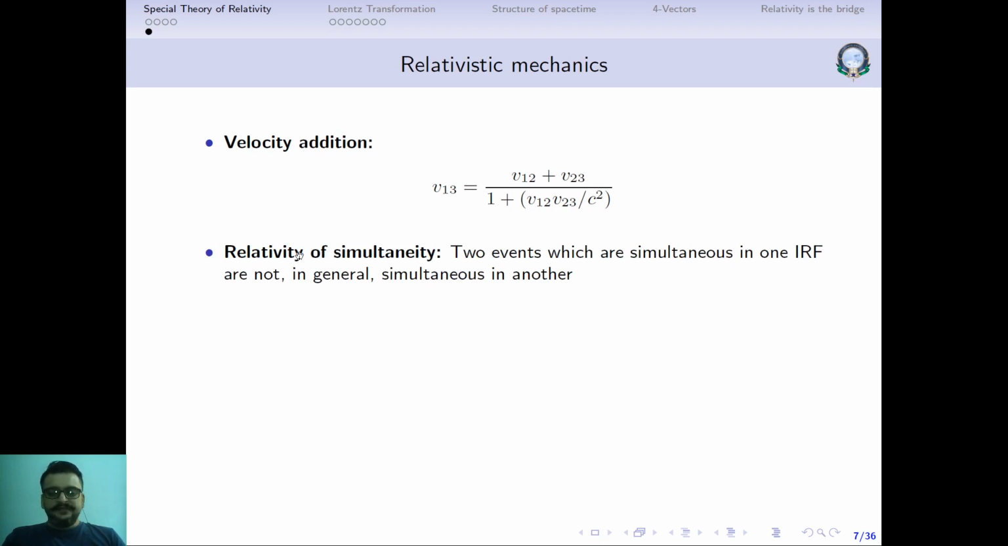Next we have what is known as the relativity of simultaneity. That is, two events which are simultaneous in one inertial reference frame are not in general simultaneous in another. An example of that was the familiar Gedanken experiment that Einstein had performed, where there is a train, and inside the train at the center, right in the middle, there is a source of light which emits light, and there are two detectors at the two ends.